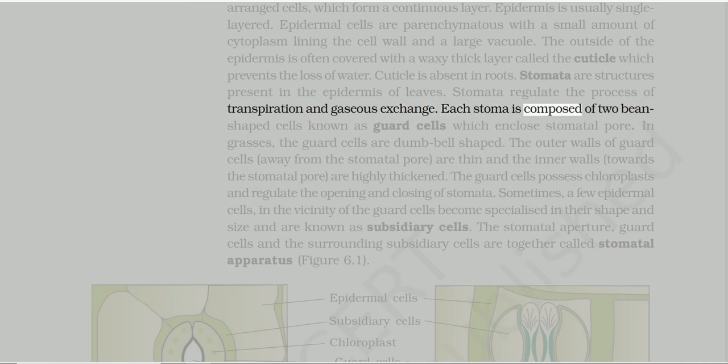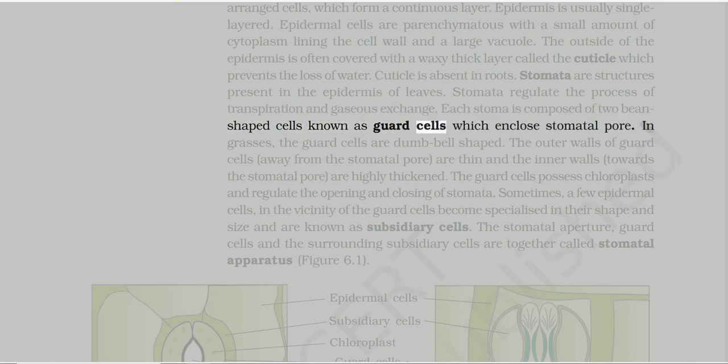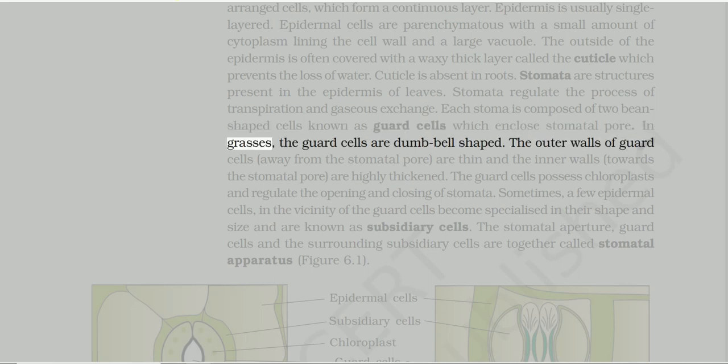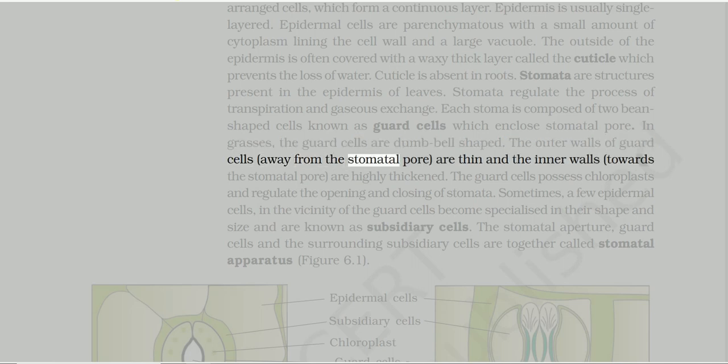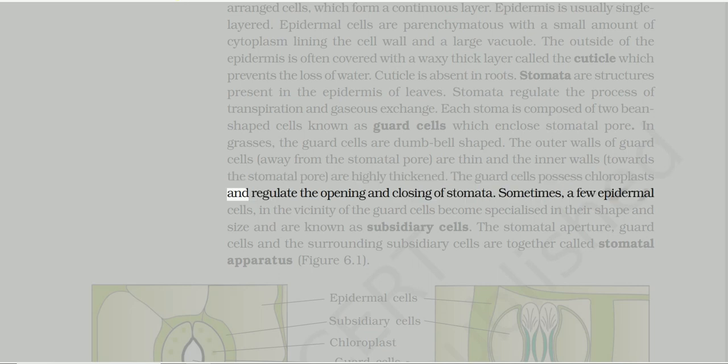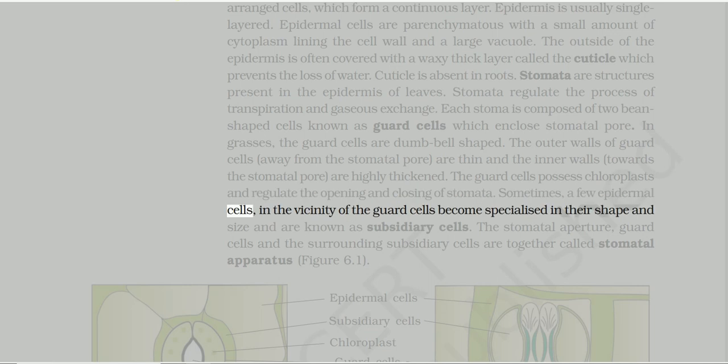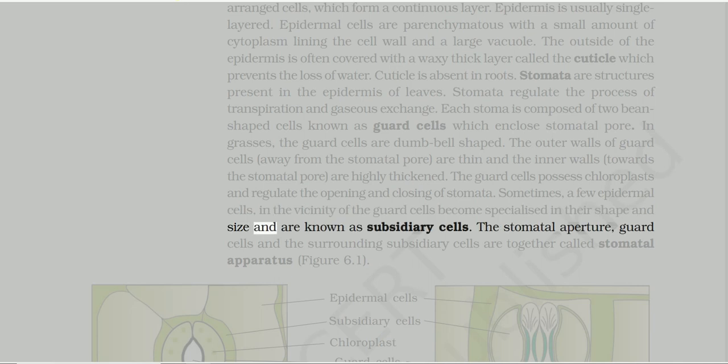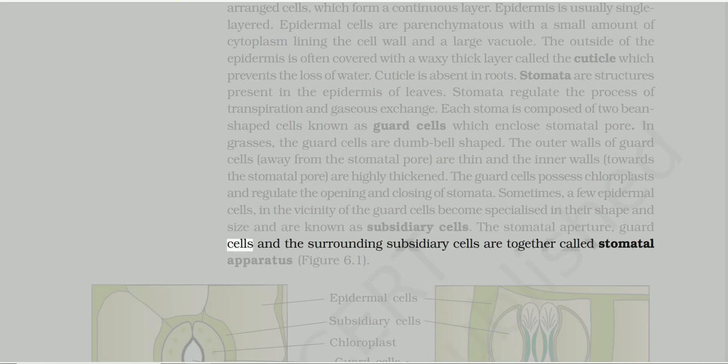Each stoma is composed of two bean-shaped cells known as guard cells which enclose the stomatal pore. In grasses, the guard cells are dumbbell-shaped. The outer walls of guard cells, away from the stomatal pore, are thin and the inner walls, towards the stomatal pore, are highly thickened. The guard cells possess chloroplasts and regulate the opening and closing of stomata. Sometimes, a few epidermal cells in the vicinity of the guard cells become specialized in their shape and size and are known as subsidiary cells. The stomatal aperture, guard cells and the surrounding subsidiary cells are together called stomatal apparatus.